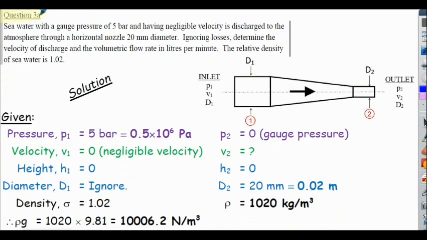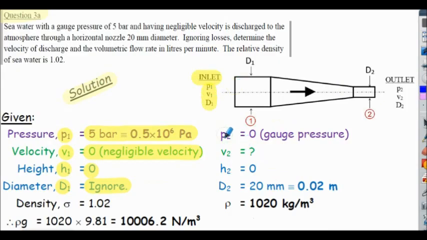And here's the commencement of the solution for question 3a. Considering a horizontal nozzle, the inlet pressure to the nozzle from the seawater is 5 bar. We have negligible velocity, so V1 is equal to 0. Horizontal pipe, so H1 is equal to 0. And we can ignore diameter D1. This particular calculation is not stated and not required. So that's all the inlet properties to our nozzle.